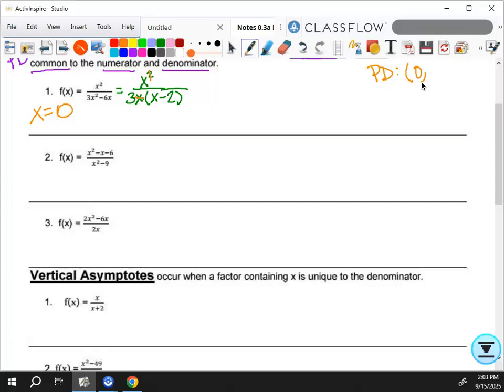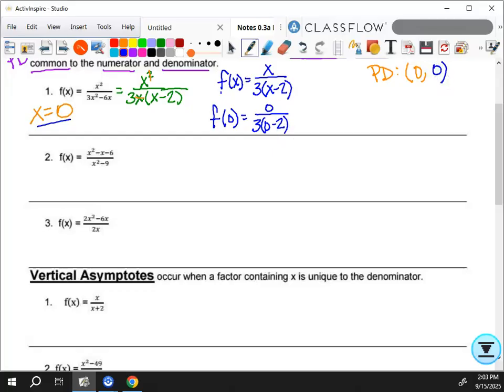Okay? So now I have a reduced function. My reduced function is f of x equals x over 3 times x minus 2. Okay, everybody with me? That's my reduced one. To find the y value of that hole, I evaluate my reduced function with that x value I just found. So I'm looking for f of 0. That's going to give me 0 over 3 times 0 minus 2, right? Which just gives me 0.